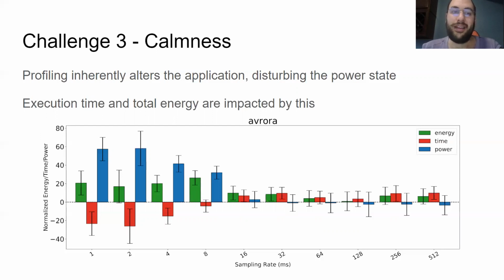And that's going to end up impacting both execution time and the total energy, as shown here for Aurora, where at very small sampling periods where many data samples are taken, the power behavior goes way up and there's even a speed up in the runtime. So we really need to make sure that we're maintaining this power behavior while sampling so that we have the same runtime as when we're not sampling.